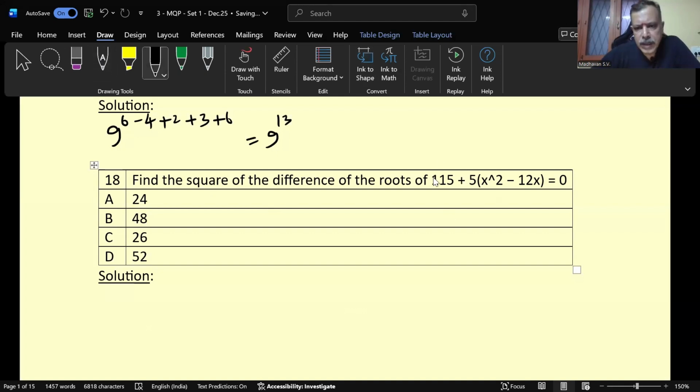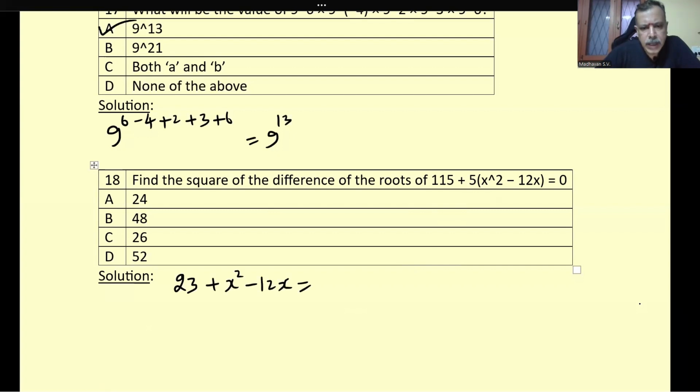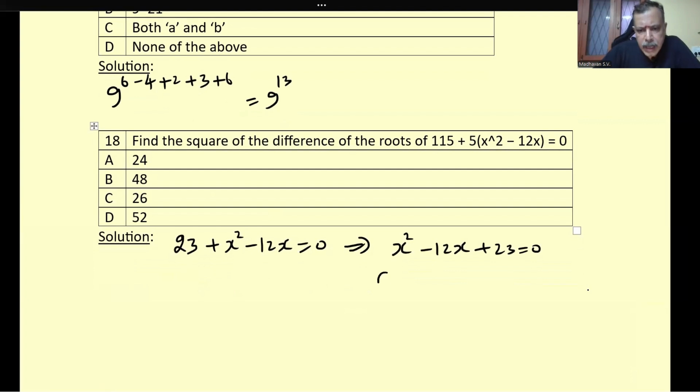Because we may notice here it is 115 which is divisible by 5 and here it is 5. So we can divide by 5. If we divide by 5, we get 5 2s are 10, 5 3s are 15, plus x square minus 12x equal to 0. That can be rewritten as x square minus 12x plus 23 equal to 0. So it is like ax square plus bx plus c equal to 0, where here a is 1, b is minus 12 and c is 23.